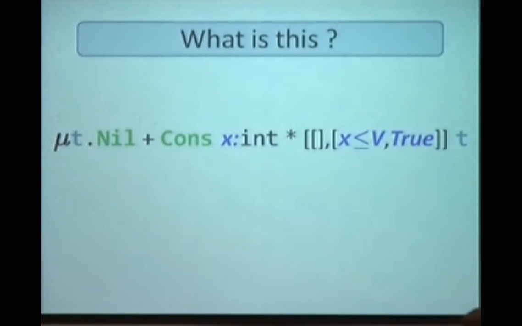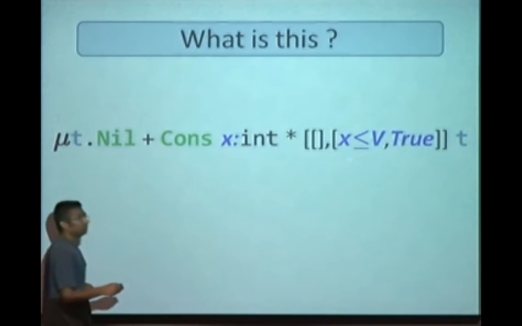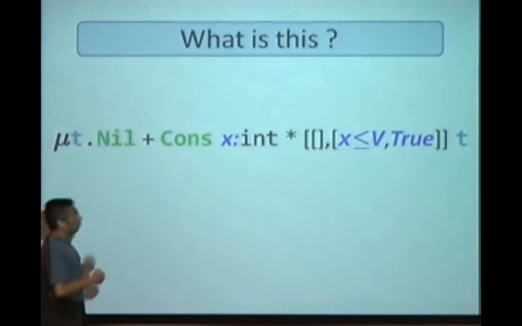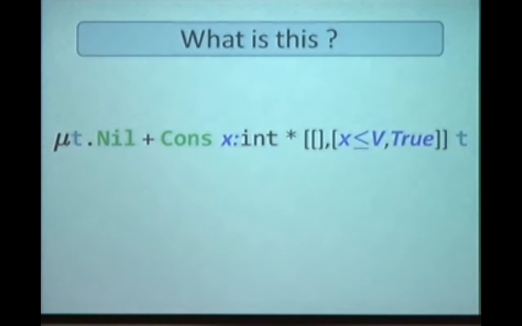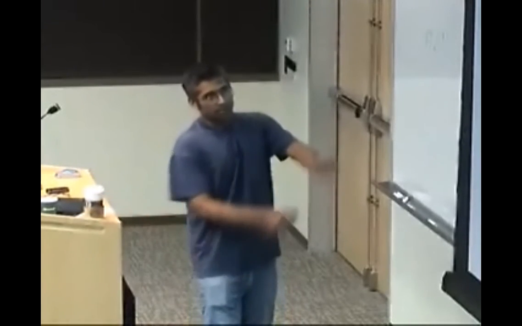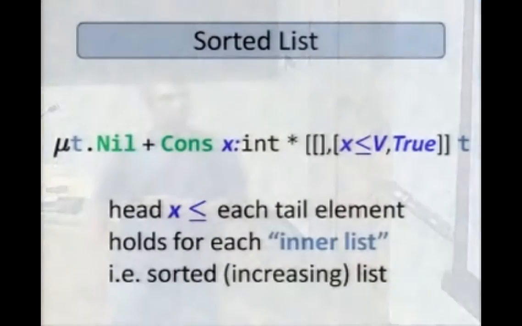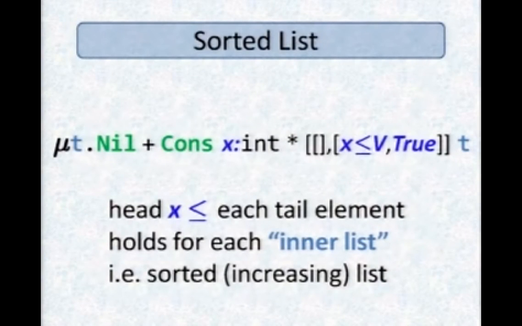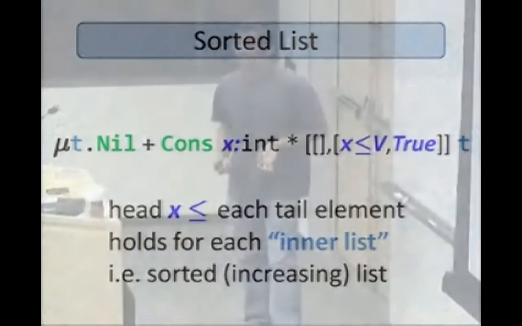Cons of x, and the inner list is refined by this matrix. What this is saying is that this inner list is a list of values, all of which are greater than this x. And moreover, because this is under the mu, this holds everywhere inside. So it's a list where I have an x, and all the elements in the tail are greater than this x. When I go inside, I have an x, and everybody inside is greater than that x. So the head x is less than each tail element, and this holds for each inner list. That is to say, it's a sorted list. It's a list of increasing numbers.